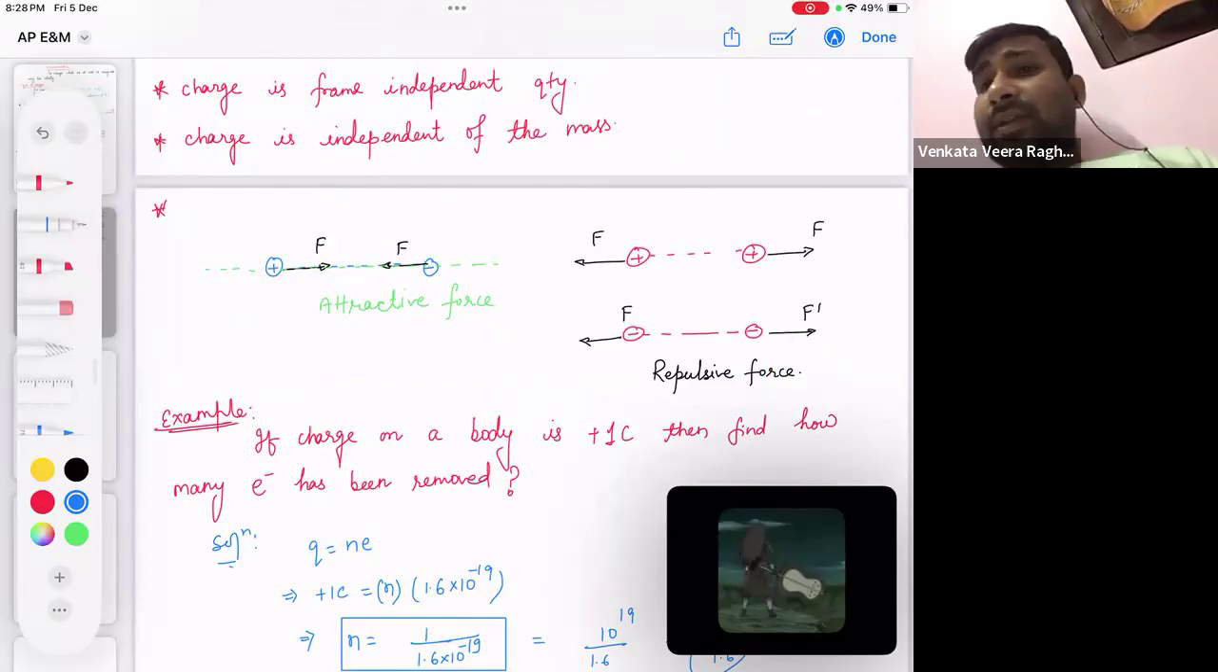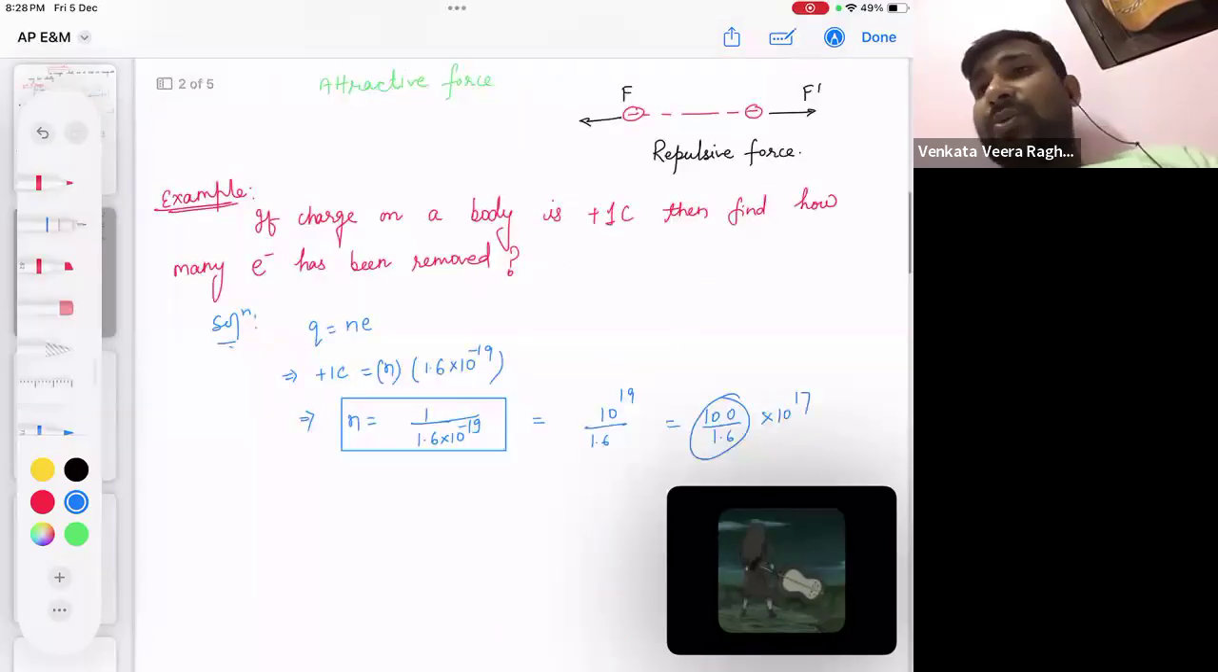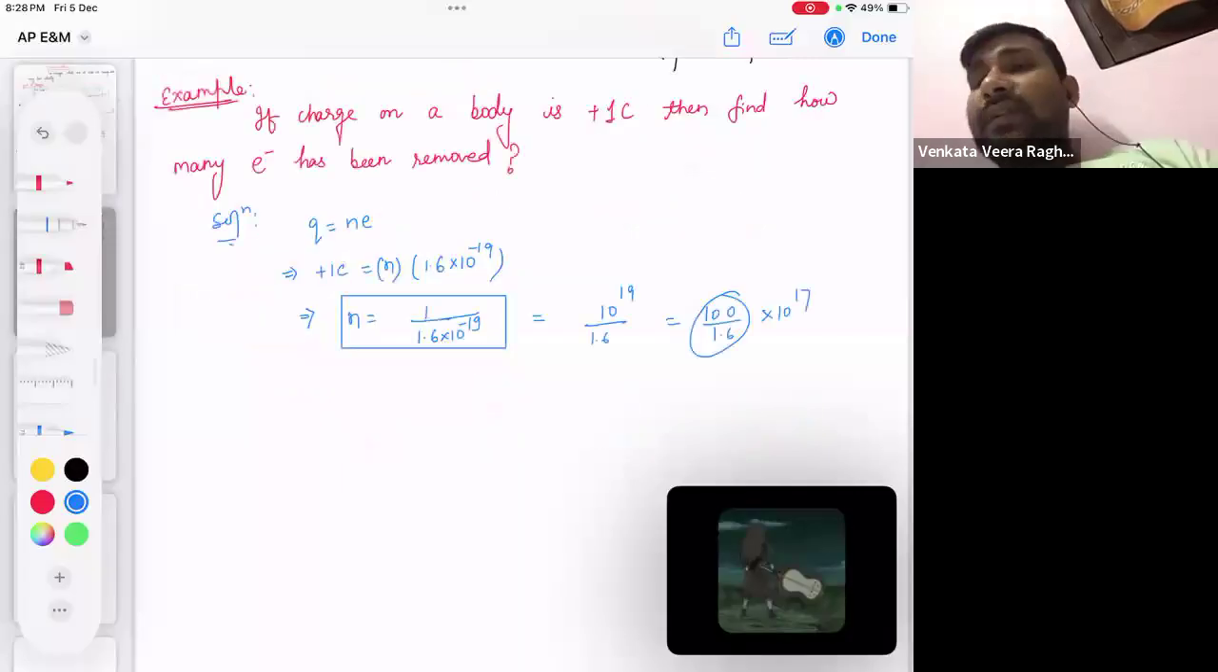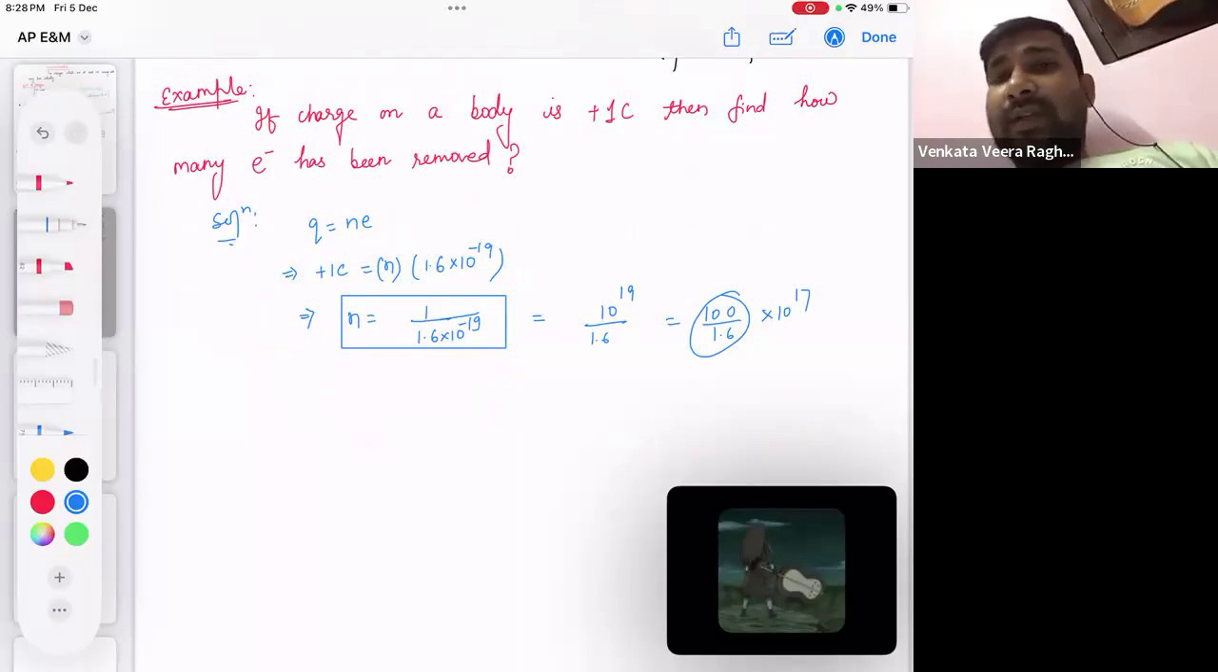Now the question arises: how much is the electrostatic force? And that is going to give us a lot of questions. Is that clear? So now we are going to start with the topic which is going to give us a lot of questions for our practice, and for exam point of view also.